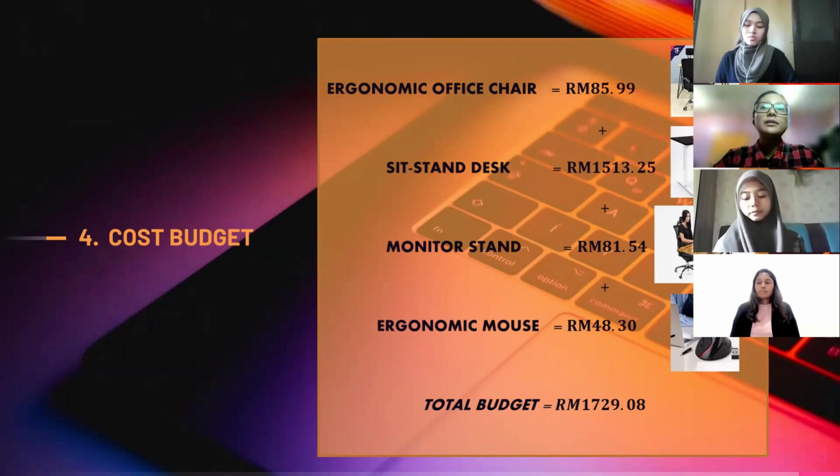The third one is the monitor stand. The price is 81 ringgit and 54 cents. And then the last item is the ergonomic mouse. The price is 48 ringgit 30 cents. So the total of the budget is 1,729 ringgit and 8 cents.